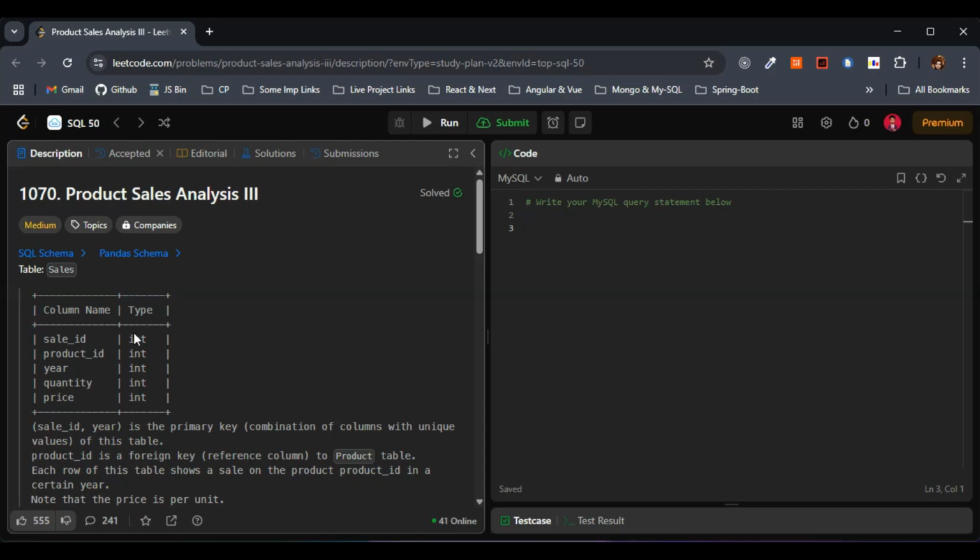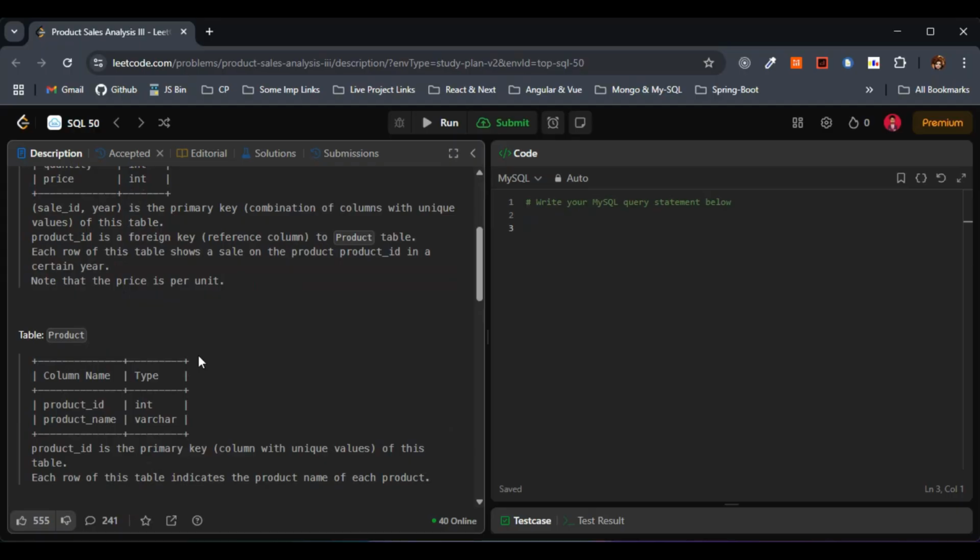The sales table contains information about product sales, including the sales ID, product ID, year of sale, quantity sold, and price per unit. Everything here is of the type integer: sale ID, product ID, year, quantity, and price. So this is fine.